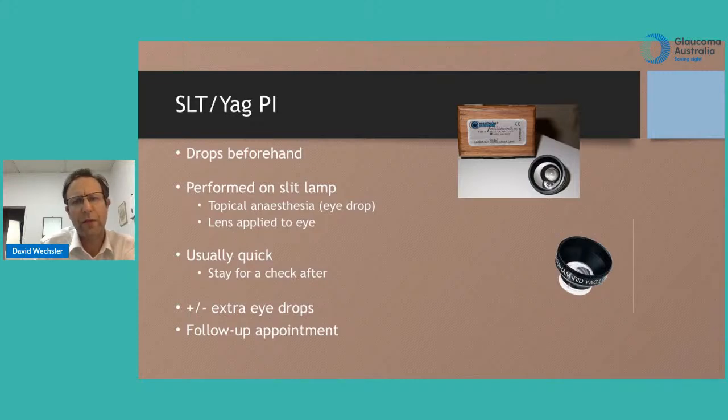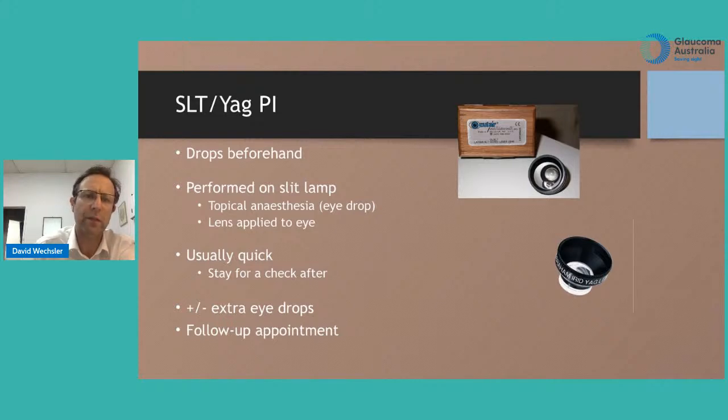So when you have the lasers in the office, drops will be given beforehand. These lasers are performed on the slit lamp, which is the instrument that you'd be examined on, that you'd be used to. There'd be an anesthetic eye drop, but it's just administered as a drop. And then usually there's a lens applied to the eye. I've shown pictures of some of the different lenses we use there. It's usually a fairly quick procedure.